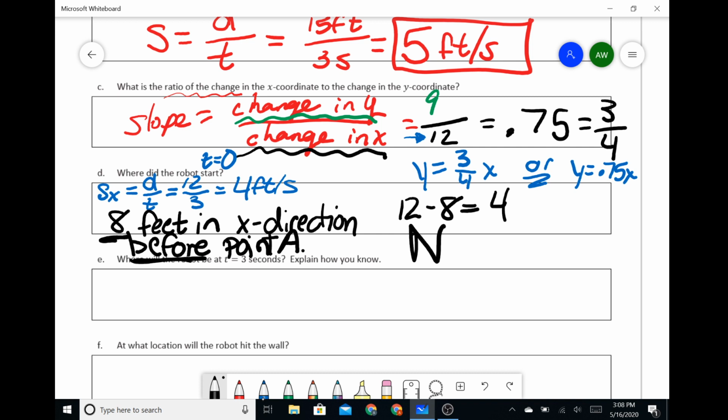So for point N, our initial X value is 4. That's where we started in X. And to figure out where we started in Y, all we're going to do is take that 4 for X and plug it into our equation. So Y is equal to 0.75 times 4. You can check this in your calculator if you'd like to, but we should get that Y is equal to 3. So N is (4, 3) should be our final answer.